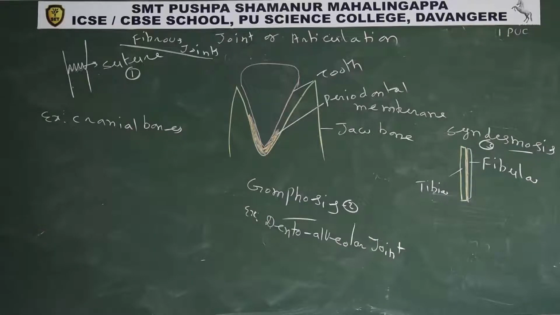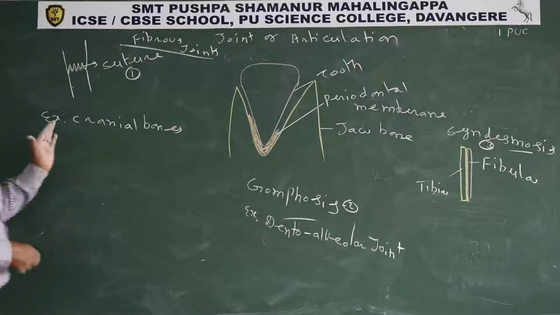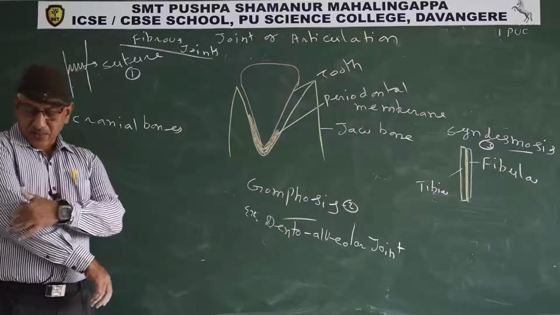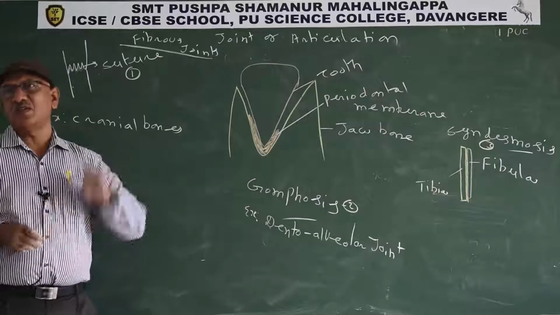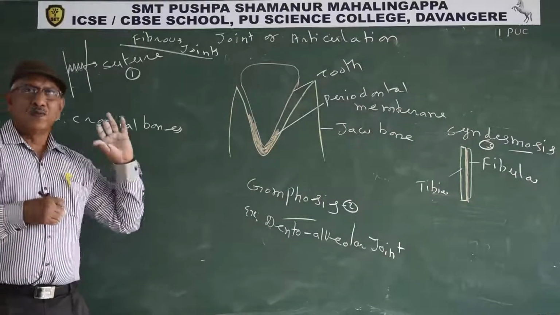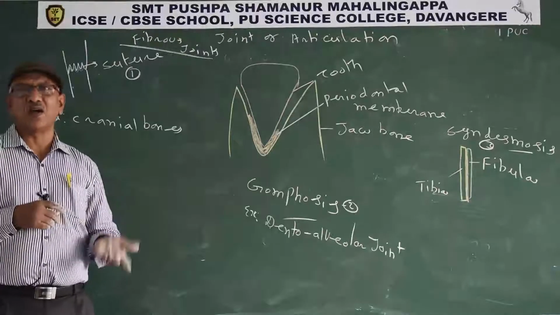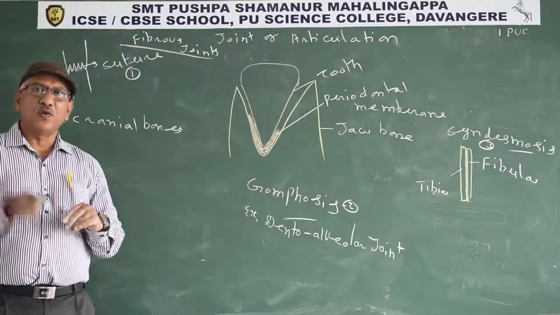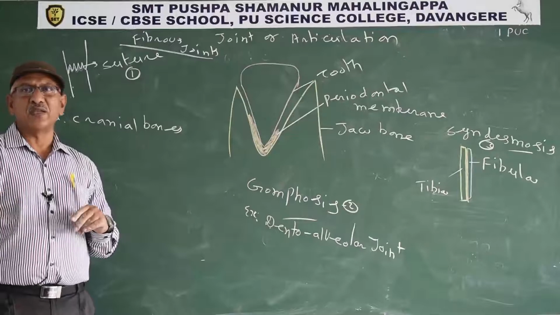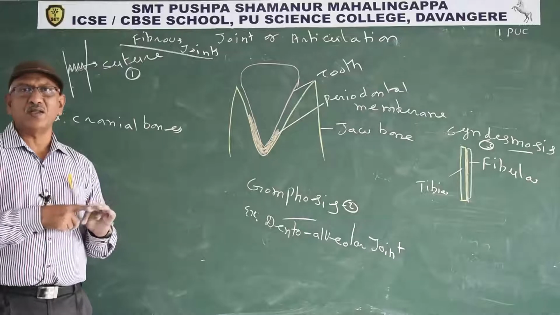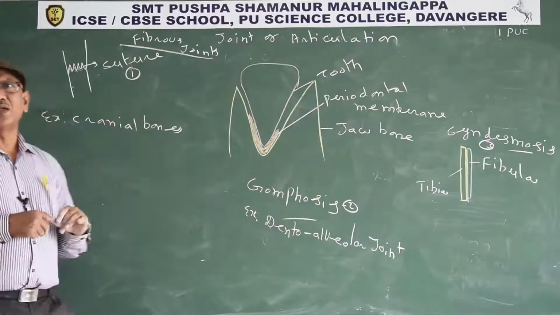So suture, gomphosis, and syndesmosis. So what is a joint? Joint or articulation. The empty place present between the two bones is known as a joint. If dense irregular connective tissue is present, that is a fibrous joint. If cartilage is present, cartilaginous joint. If synovial fluid is present in the joint capsule, that is a synovial joint. Joints are of three types: fibrous joint, cartilaginous joint, synovial joint.